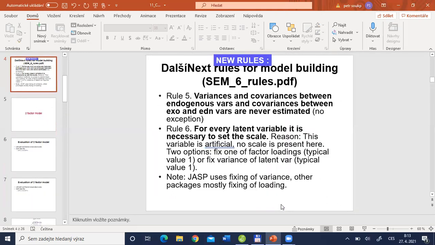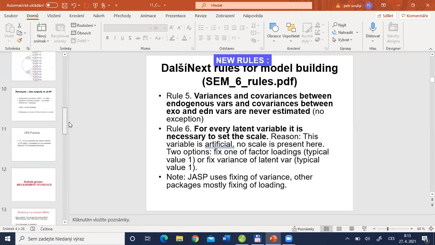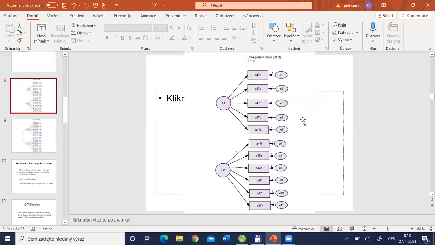And the last rule, we applied this rule last time in 2 different styles. This rule says that if you have some latent variables, it is necessary somehow to fix the scale of this variable. There are 2 options for this fixing, which are quite common. One is that I would take one of the endogenous variables, for example, the first one here, as the marker variable. It is called this way.